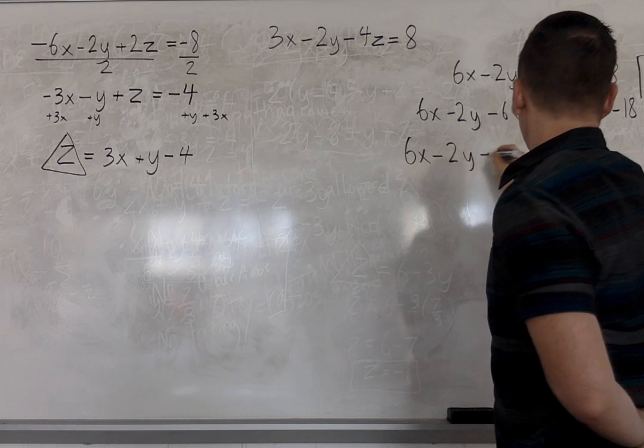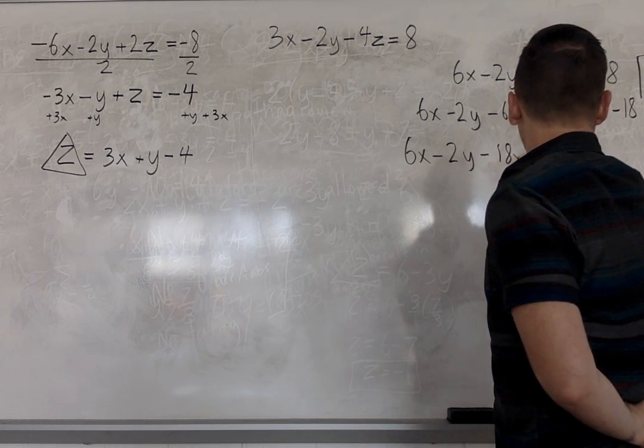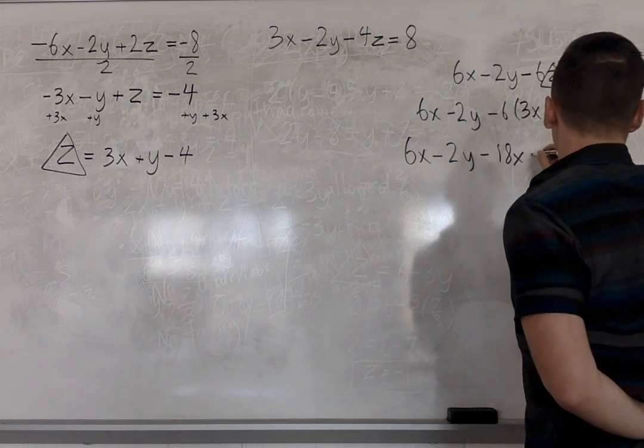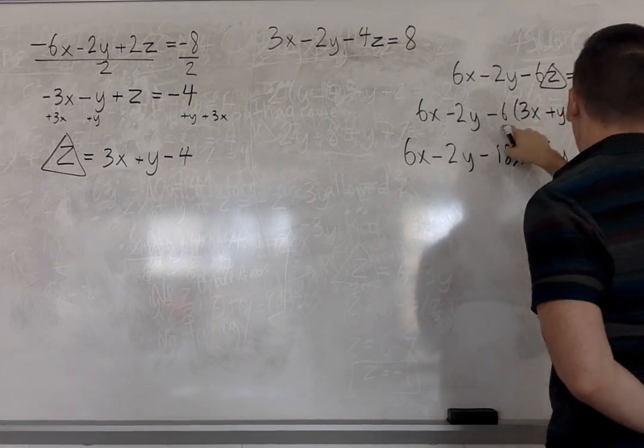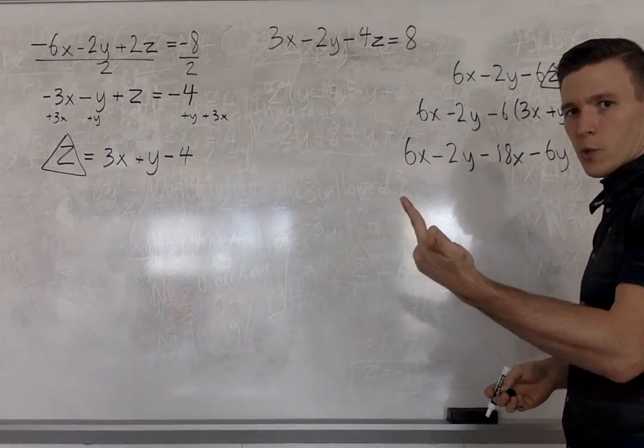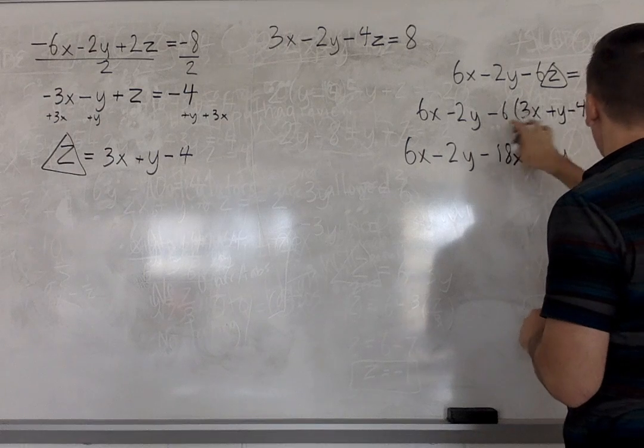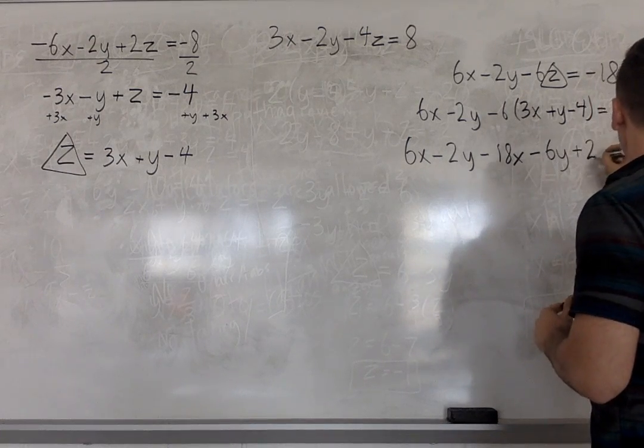Negative 6 times 3 is going to be negative 18x. Negative 6 times a positive y is a negative 6y. Negative 6 times negative 4 is 6, 12, 18, 24. And it'll be positive since they were both negative.